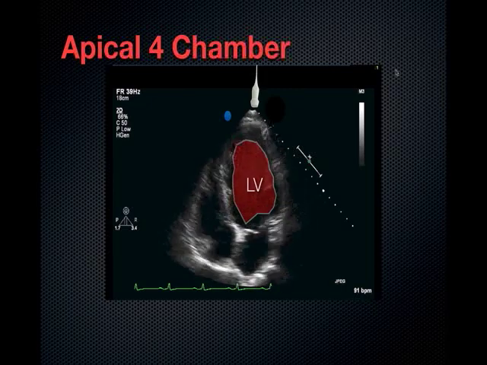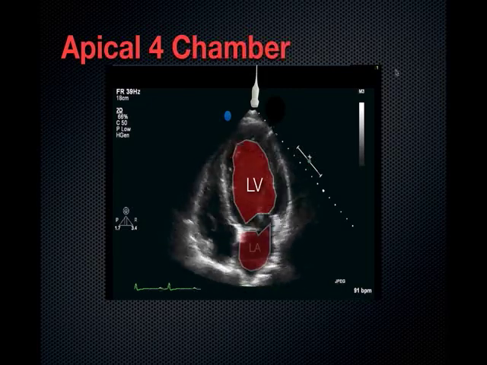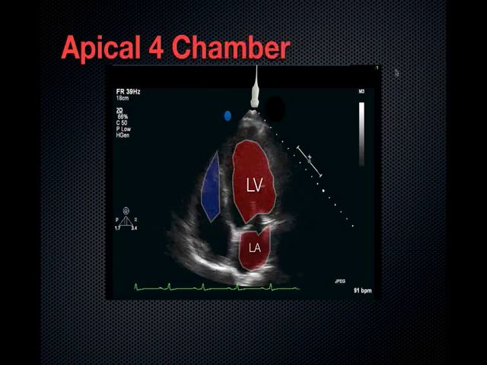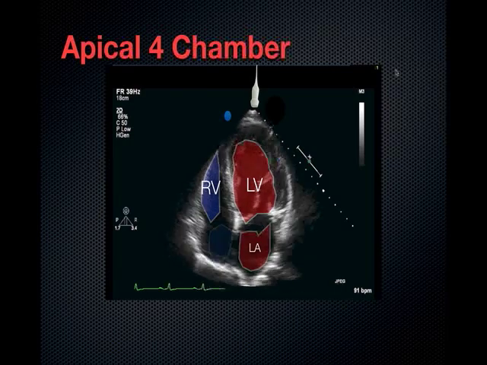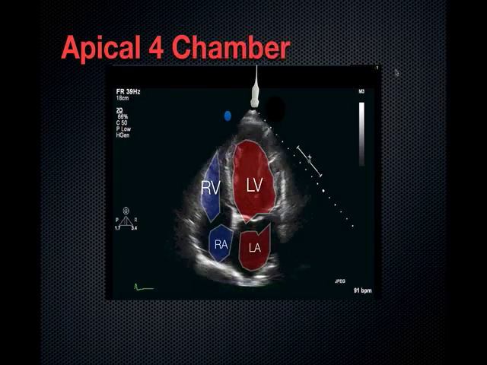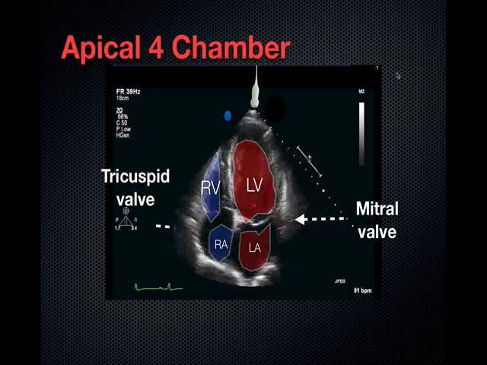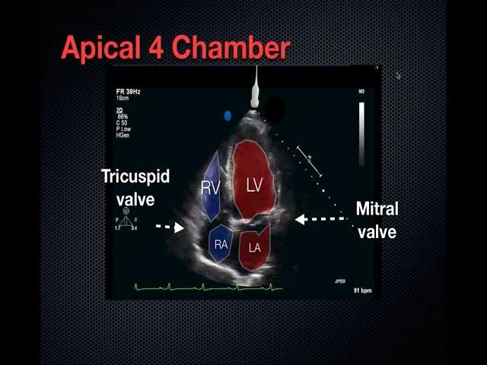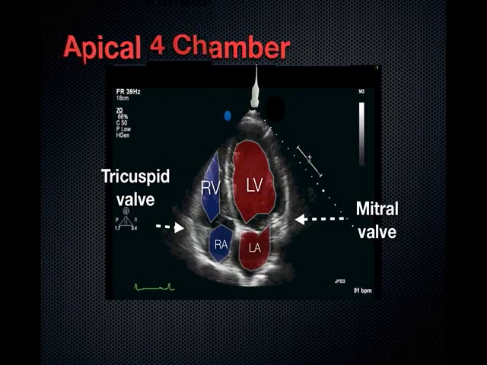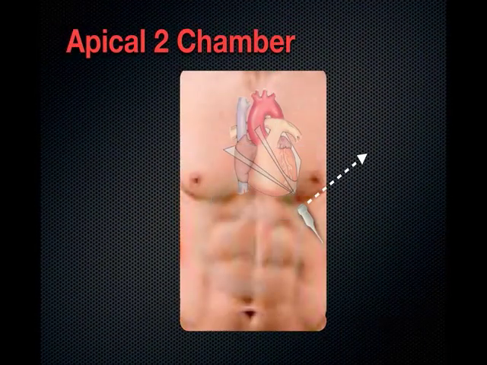Left ventricle, left atrium, right ventricle, right atrium, and the mitral and tricuspid valves. We call this the apical 4-chamber view because you can see the 4 chambers, obviously.